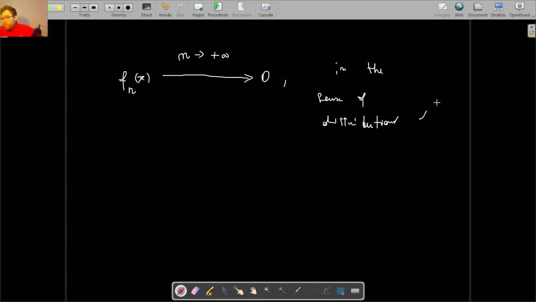So this is our exercise basically. So we have seen this first exercise in the theory of distributions.